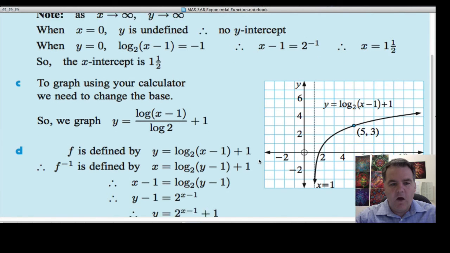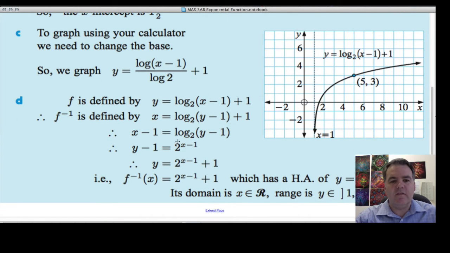Last question says find the inverse function. Let's look at this. So if this is the original function, the inverse is where we just swap the x and the y values, and that's what we've done at this step right here. Swap the x and the y values. I've then got to rearrange this to get y on its own. So subtract 1 from both sides. 2 to the power of both sides gives us this. 2 to the power of x minus 1. 2 to the power of log base 2 y minus 1 just leaves us with y minus 1. And then we add 1 to both sides. There is our inverse function.